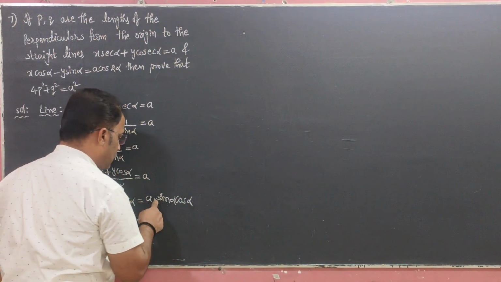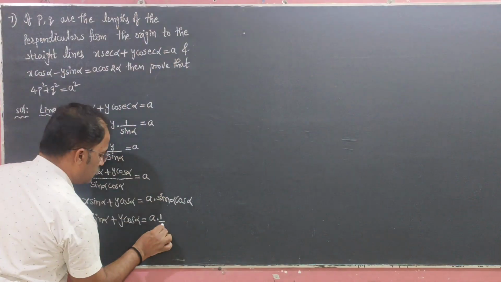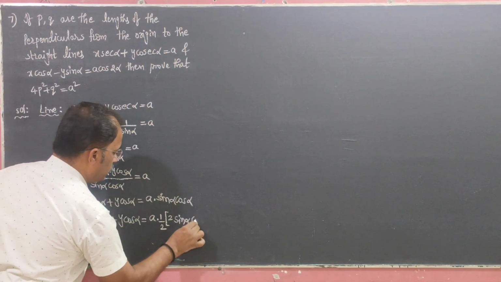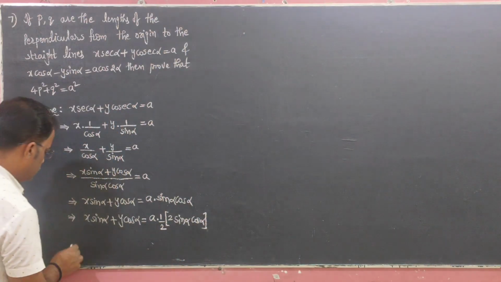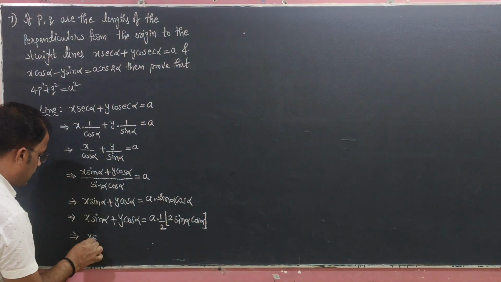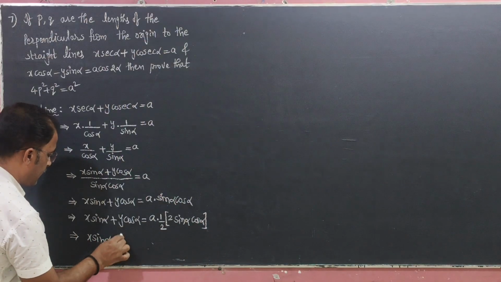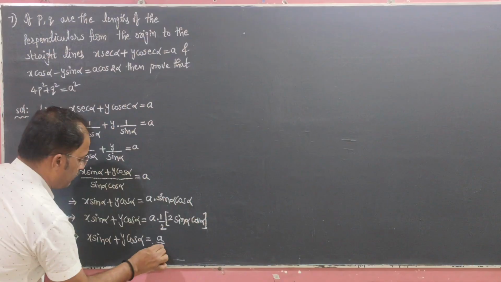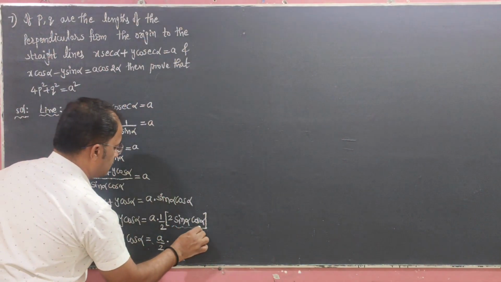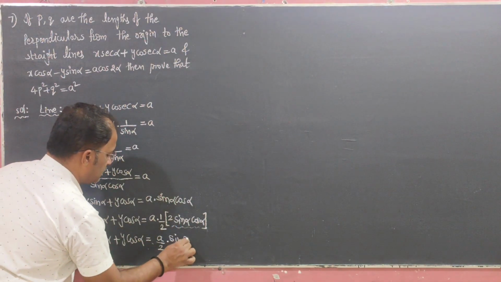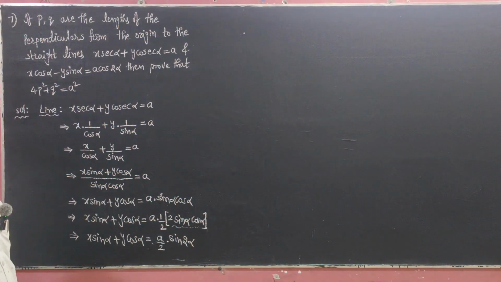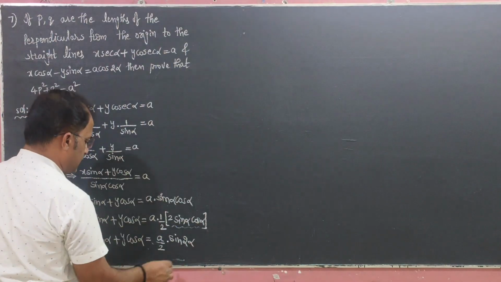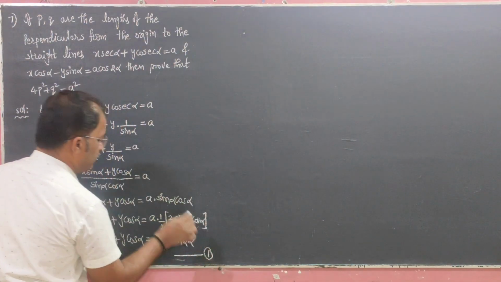The 2 is missing in the product, so multiply and divide with 2: divide outside, multiply inside, 2 sin alpha into cos alpha. So x sin alpha plus y cos alpha equals a by 2 into 2 sin alpha cos alpha, which is sin 2 alpha. So instead of that we write sin 2 alpha. Let this be equation number 1.